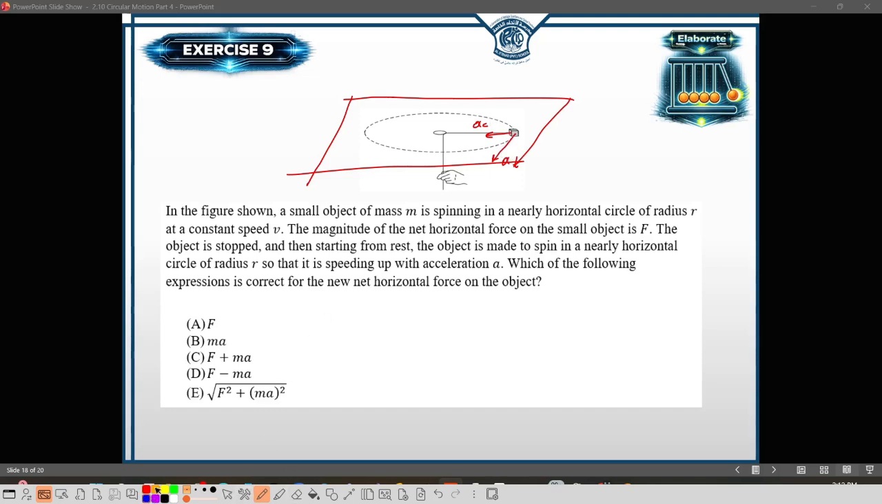As a result, we can say that we will have a horizontal force acting toward the centripetal direction, and we have another force acting in the tangential direction. I will call it F_T, where T means tangential direction. So remember, the centripetal acceleration will generate the centripetal force, and the tangential acceleration will generate the tangential force.